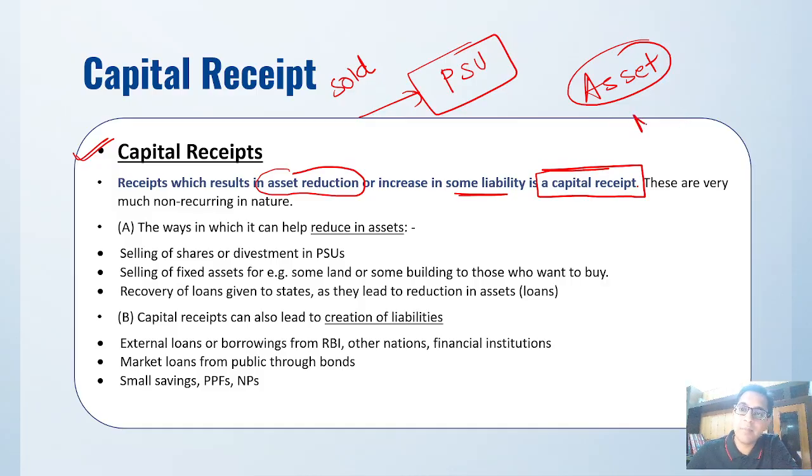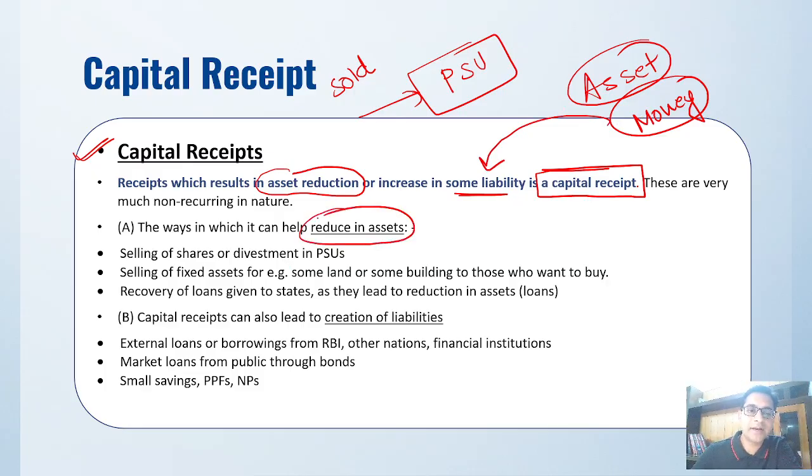Sometimes when you take money from a foreign government, it sets a liability on you. So I will tell you how capital receipts help in reduction of assets. If you are selling your shares or disinvesting in a PSU, your assets are getting reduced. You will get that capital receipt. If you are selling your fixed asset or recovering a loan that has been given to the state, your assets are getting reduced.